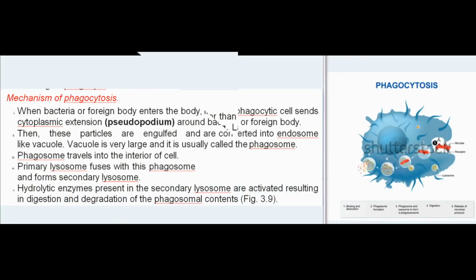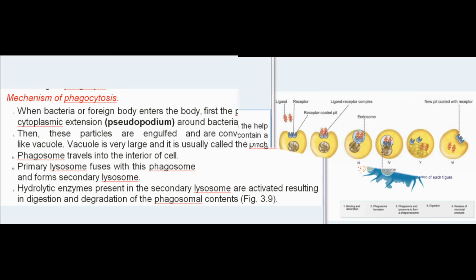Mechanism of phagocytosis. When bacteria or foreign body enters the body, first the phagocytic cell sends cytoplasmic extension, pseudopodium, around bacteria or foreign body. Then, these particles are engulfed and are converted into endosome-like vacuole. Vacuole is very large and it is usually called the phagosome. Phagosome travels into the interior of cell. Primary lysosome fuses with this phagosome and forms secondary lysosome. Hydrolytic enzymes present in the secondary lysosome are activated, resulting in digestion and degradation of the phagosomal contents, Fig 3.9.